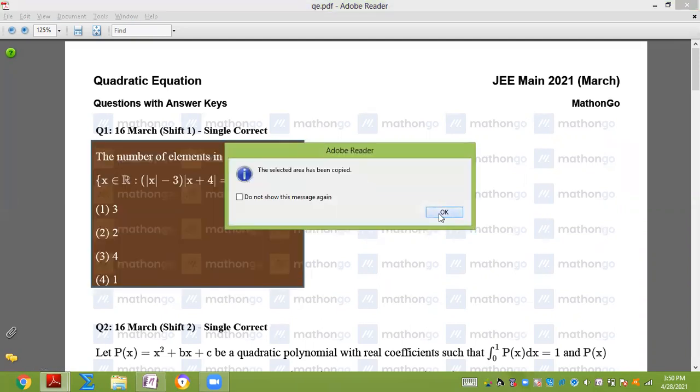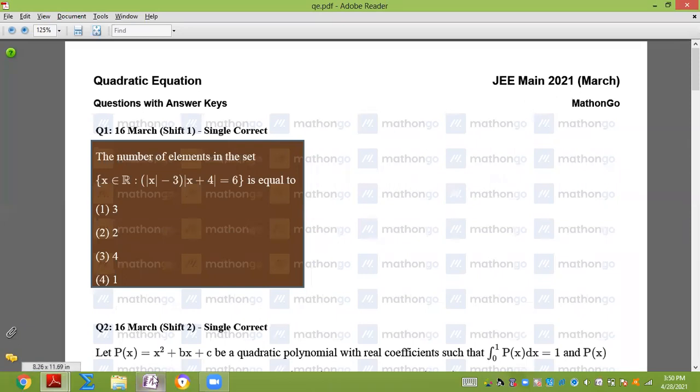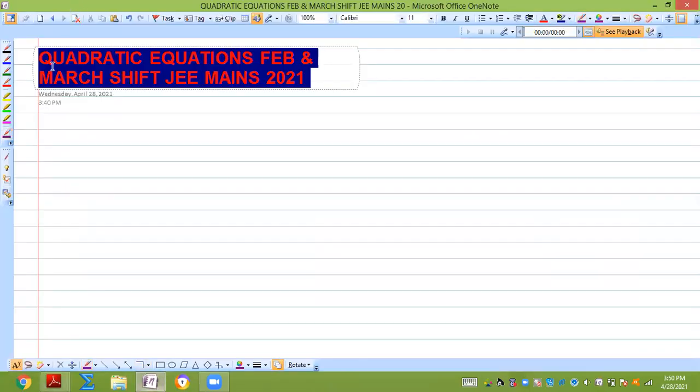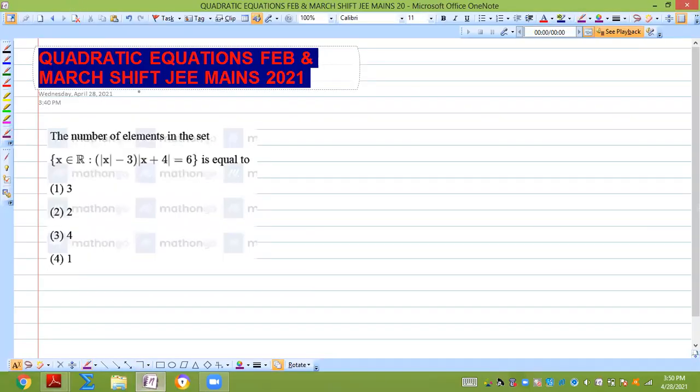The number of elements in the set. Okay, this was the question. Number of elements in the set |x - 3| into |x + 4| is equal to 6. So how many elements will satisfy the given condition, that we need to find, and we don't require the exact values of x, we just require how many elements. So this we can do in two ways.